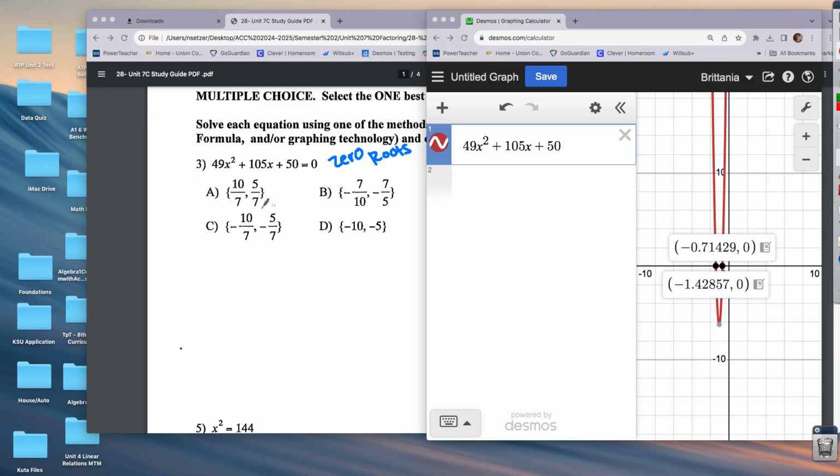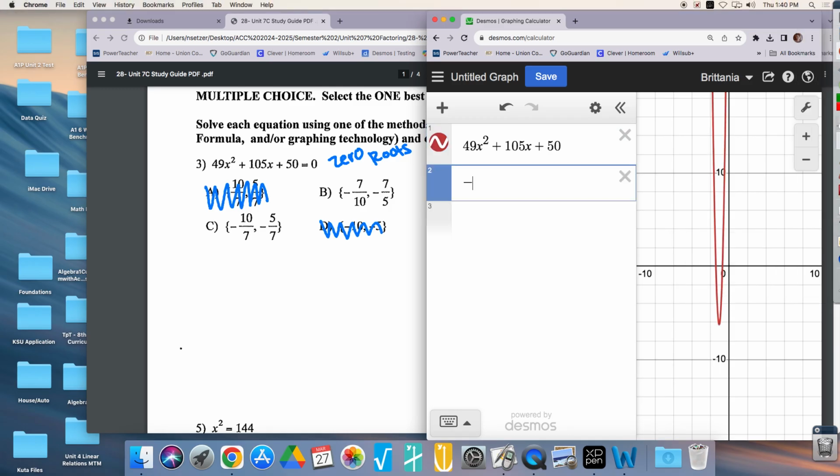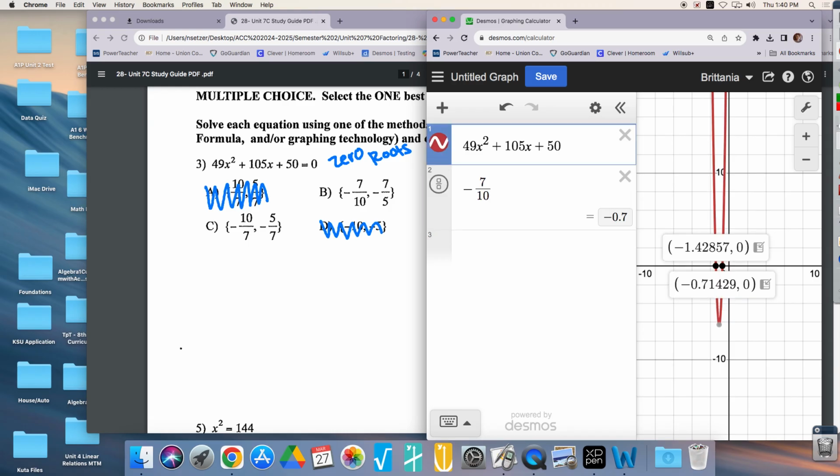So I'm looking at my answers. My answers are all in fraction forms or whole numbers. These are decimals. So I can't necessarily go by what I see, but I can notice they're both negative. So I would get rid of A because it's all positive. And I see that these are both decimals, which means they're not whole numbers. So now I can take my calculator and I can say, okay, well, what is negative 7 divided by 10 as a decimal? Well, 0.7, which looks kind of close to this second one, but this is a terminating decimal and this is an irrational number, so that's not the right answer.